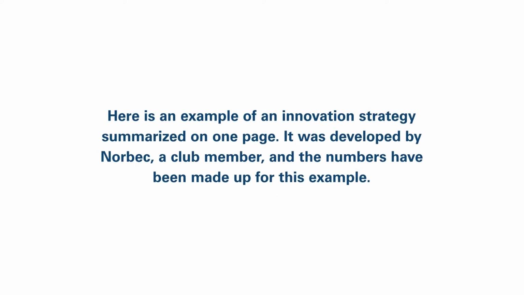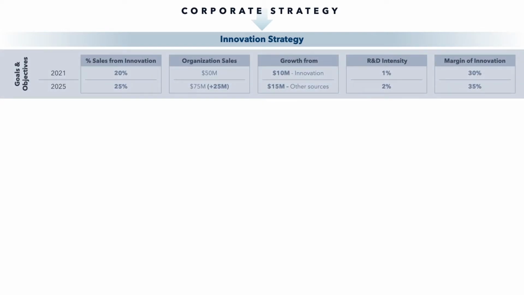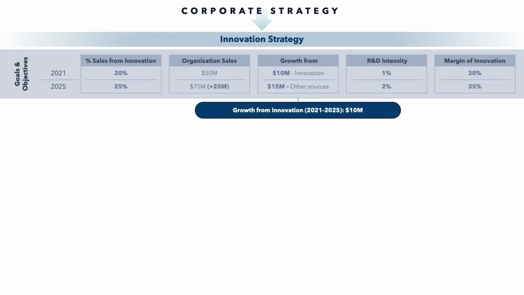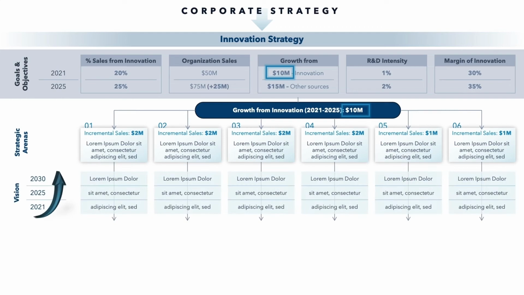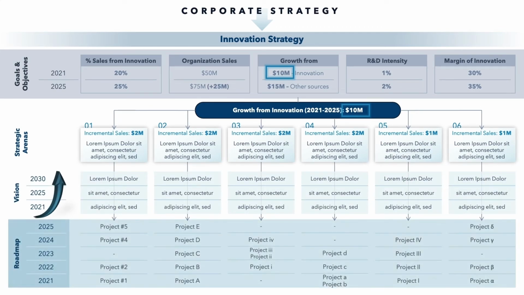Here's an example of an innovation strategy summarized on one page. It was developed by Norbeck, a club member, and the numbers have been made up for this example. Various goals and objectives are quantified, which will be explained in detail in the Goals and Objectives module. It's expected that innovations from 2021 through 2025 will generate $10 million in incremental sales. 6 strategic arenas are briefly described with their contribution to the incremental sales objective. The vision is summarized for each strategic arena, and the roadmap is briefly presented with the main projects to be pursued in coming years.